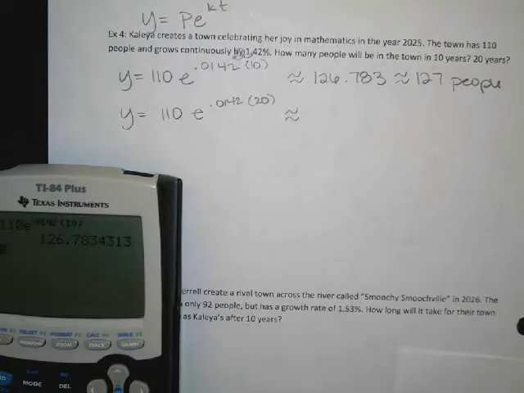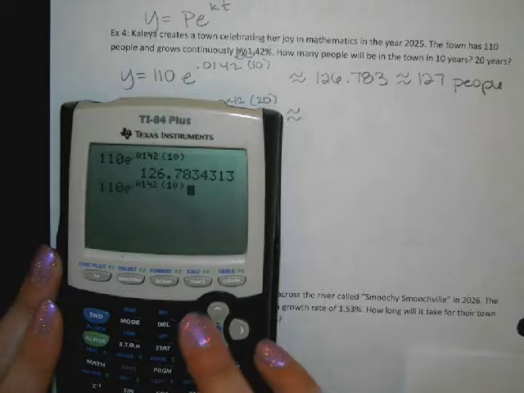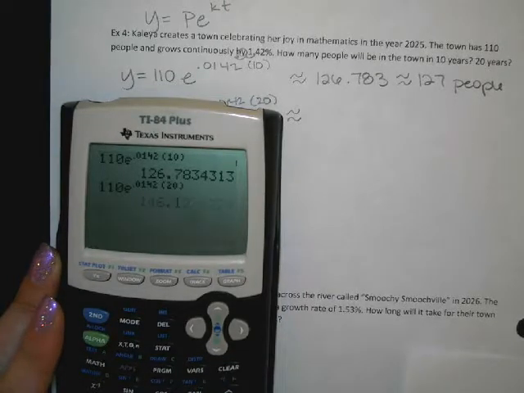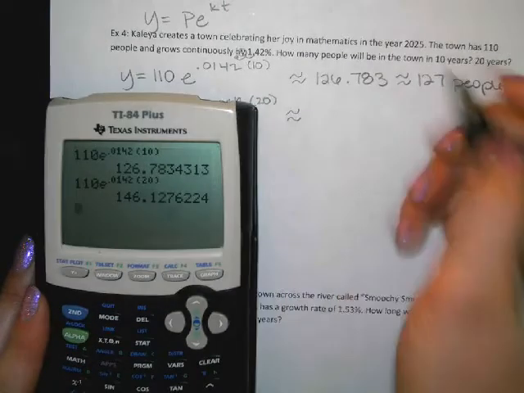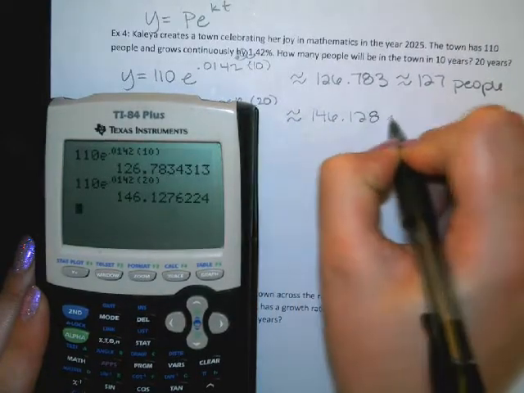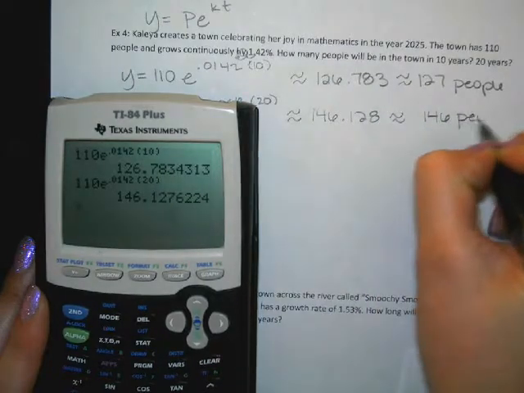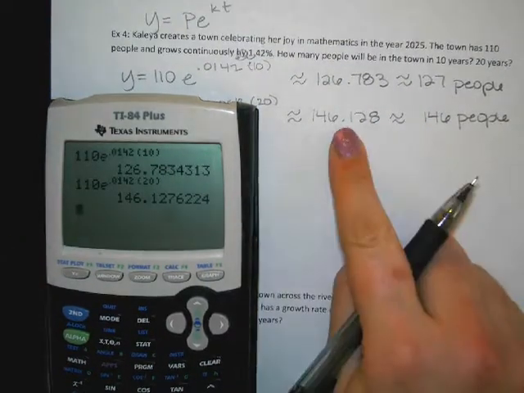All right. And then we're going to plug that back in and figure out 20 years. I got that one. 146. So 146 people, we'll go ahead and run down just because we're rounding to the nearest whole number.